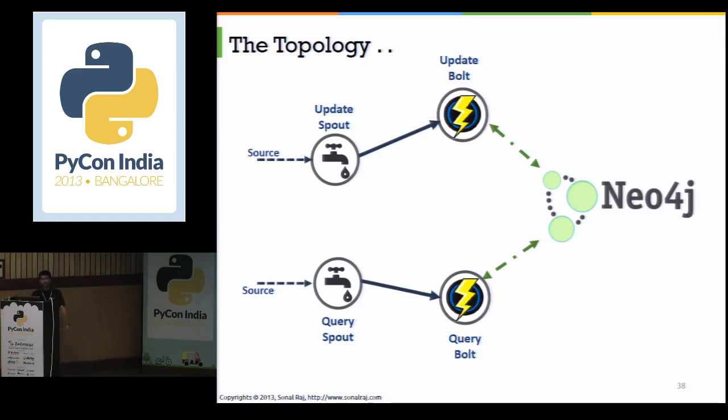So this is the topology that we came up with. We designed a toy API which will give data into a spout. The update spout will take update data, and it will continuously keep updating the graph database through an update bolt. We'll have a query spout where if somebody wants to find out the friendship index of him and some other person, that will be processed by the query bolt, and both will be accessing Neo4j through the RESTful API.